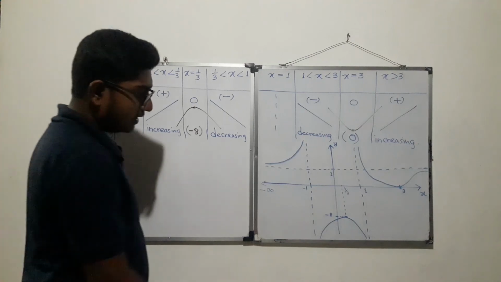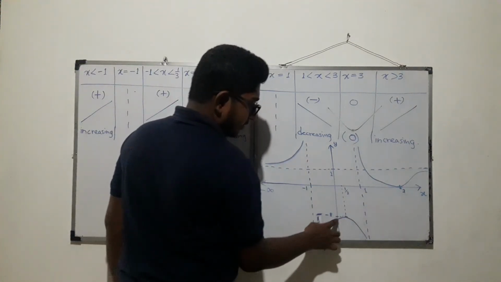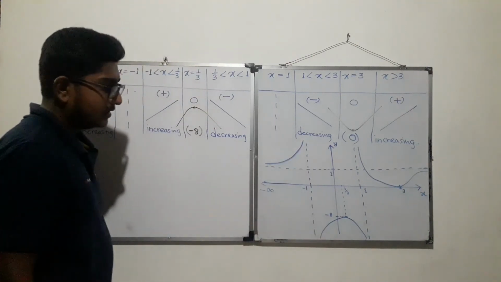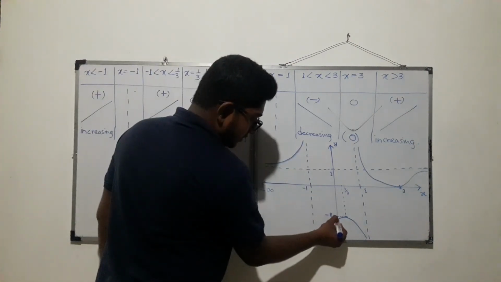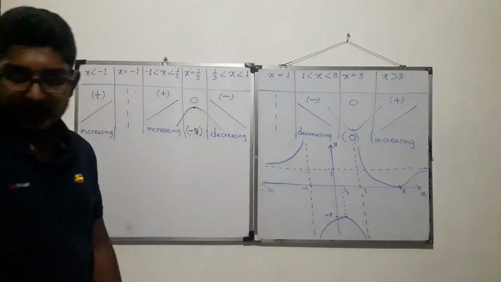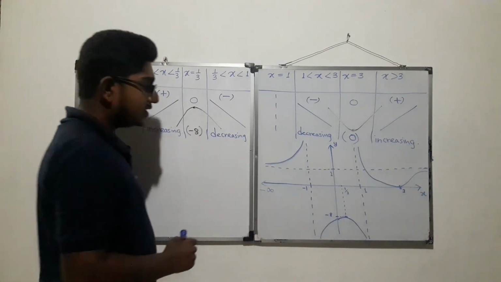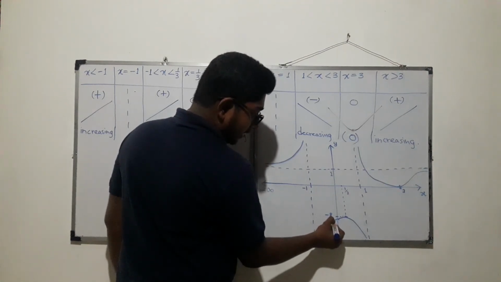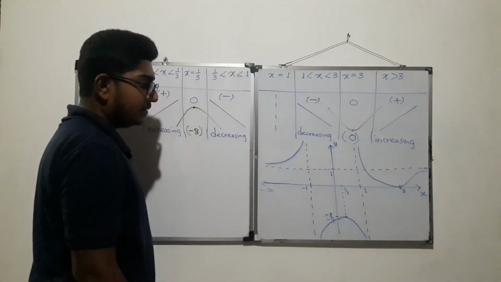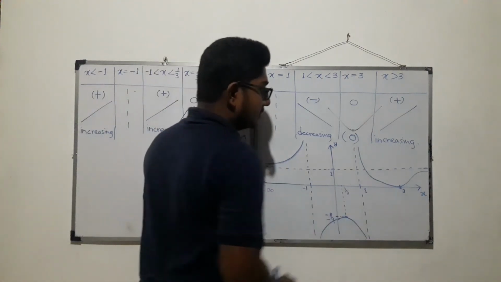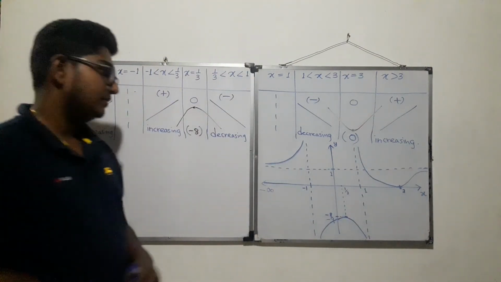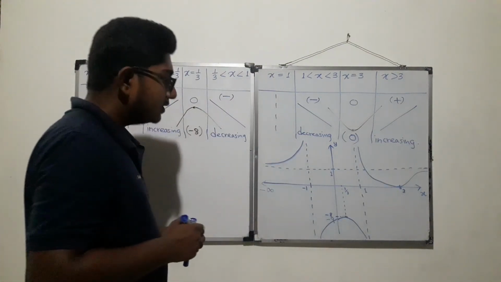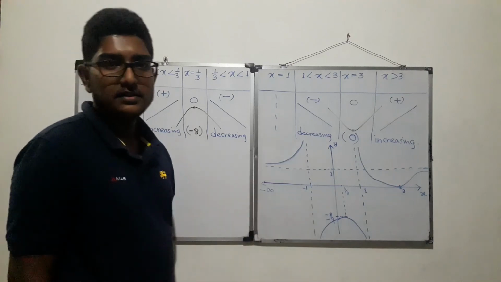Then what are these 2 points? These are intercepts. This is the y-intercept. So we got the y-intercept as (0, minus 9). So this is our y-intercept, minus 9, and the x-intercept was (3, 0). So this is the x-intercept. So this is the final answer.